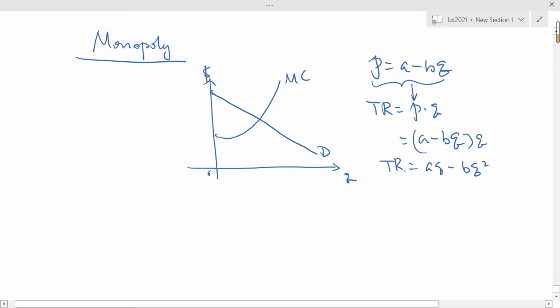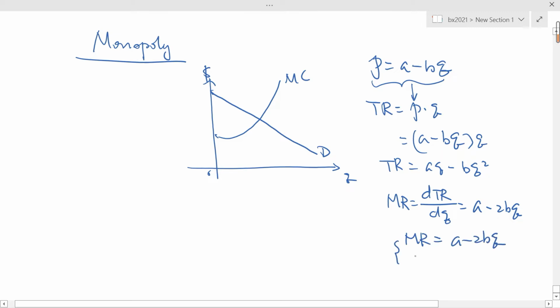That's total revenue. To obtain the marginal revenue, let's differentiate total revenue with respect to quantity. So differentiate AQ minus BQ squared with respect to Q. We get A minus 2BQ. So marginal revenue is A minus 2BQ.